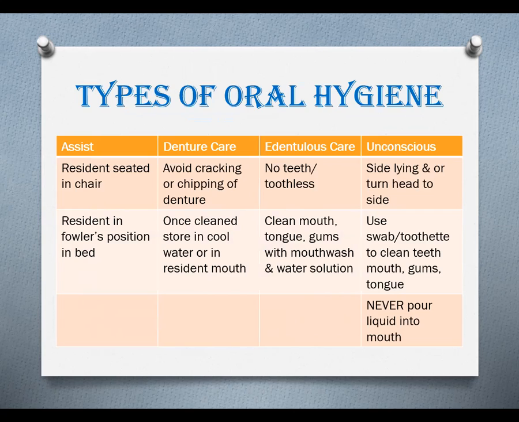Edentulous care, this would be residents who have got no teeth or they are toothless. So you want to use the swabs to clean their gums instead of a regular toothbrush. You also clean the mouth, tongue, and gums with mouthwash and water solution. You are not going to be using toothpaste on a person that has got no teeth.